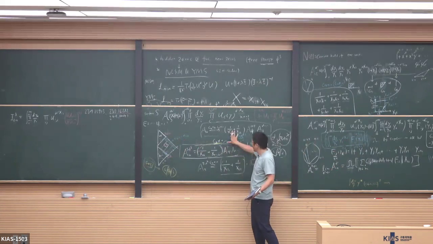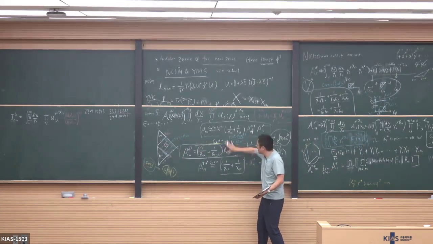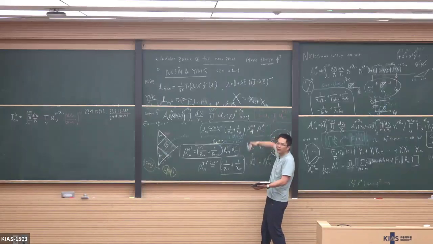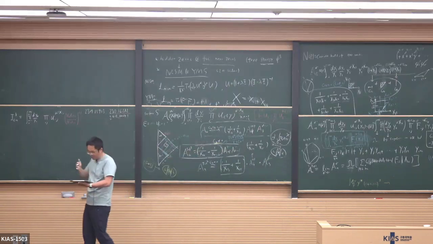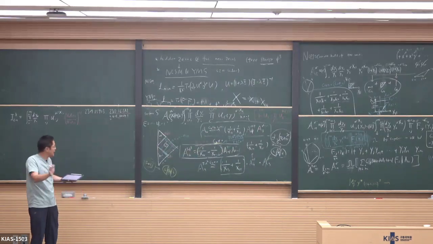It's not a single beta function times A up, A down, but really a sum of beta functions times A up, A down, with different integer shifts. But the phenomenon is exactly the same.